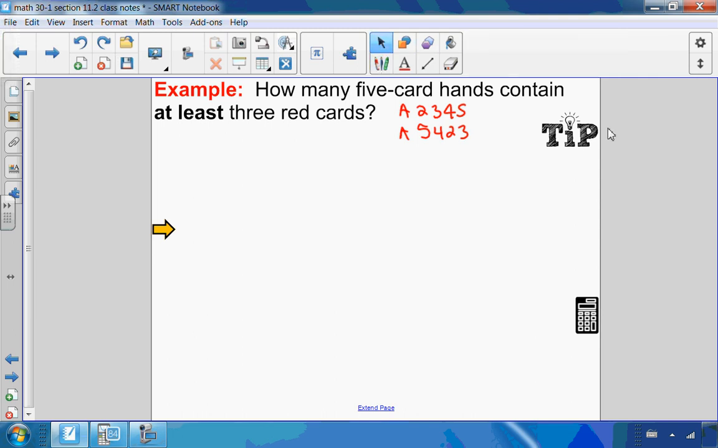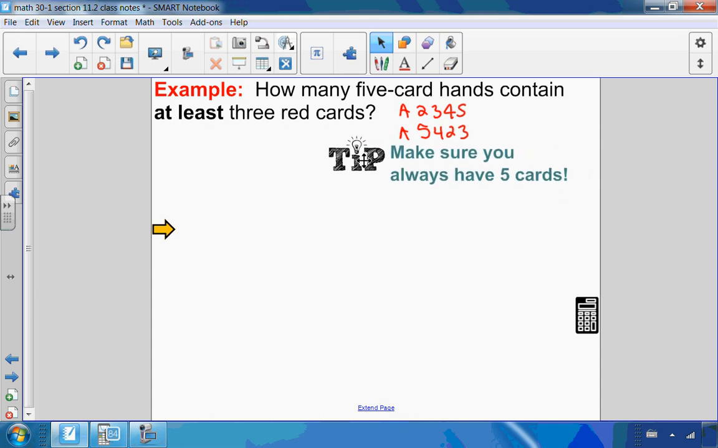Now, as soon as you hear that you have a 5-card hand, my tip to you is to always make sure you have 5 cards. So we're asking for at least 3 red cards. And hopefully you remember that at least is a minimum, and minimum means I have cases. So out of the 5 cards, I could have 3 that are red, I could have 4 that are red, or I could have all 5 that are red.